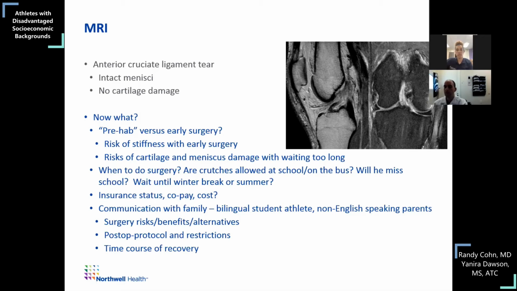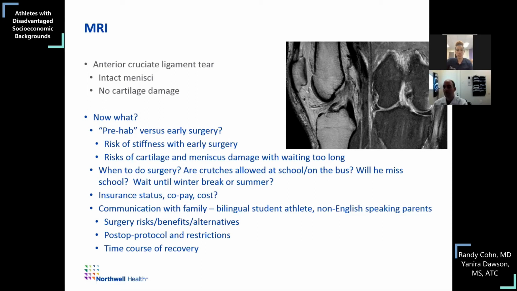Do we recommend prehab or early rehabilitation to get the swelling and motion down, or do we go with a recommendation for early surgery? We know there's a risk of stiffness with early surgery, but there's a risk of cartilage and meniscus damage if we wait too long. When do we do the surgery? What's the timing around school? Are crutches allowed at school and on the bus? Will this kid be able to go to school postoperatively, or will he have to miss a significant amount of time? If that's the case, we postpone the surgery to time it with winter or summer break to minimize the time out of school.